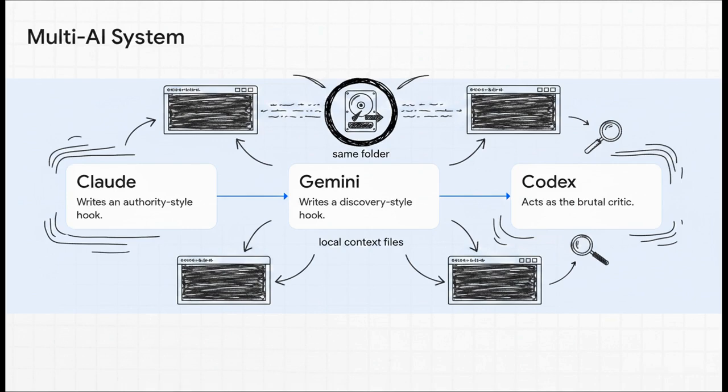So you can have Claude write one part of a project, have Gemini write an alternative version, and then have Codex analyze and critique both of them. They can literally see each other's work as it saves to your hard drive. No copying, no pasting, just flawless multi-AI collaboration.